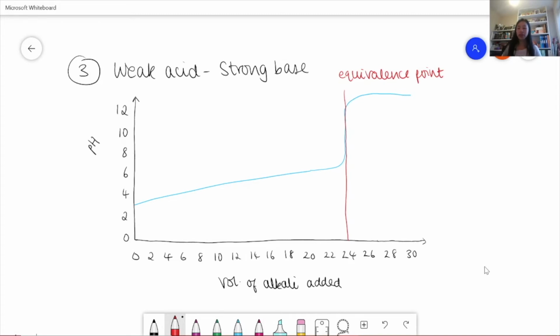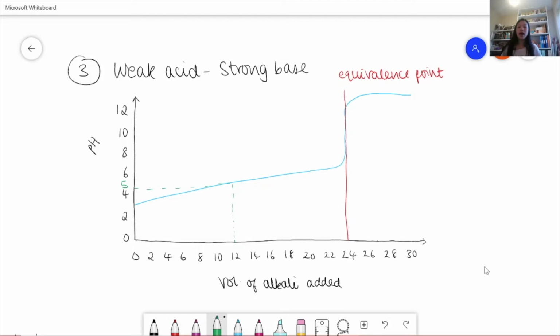What we can do with this curve is that we can find out where half neutralization occurs. So half neutralization is when half of the acid has been neutralized. And so because the equivalence point is at 24 centimeters cubed of alkali added, that means that the half neutralization point occurs when the volume of alkali added is half of 24. So it would be at this point here at 12. And so we would draw two straight lines, and it's about 5, the pH.